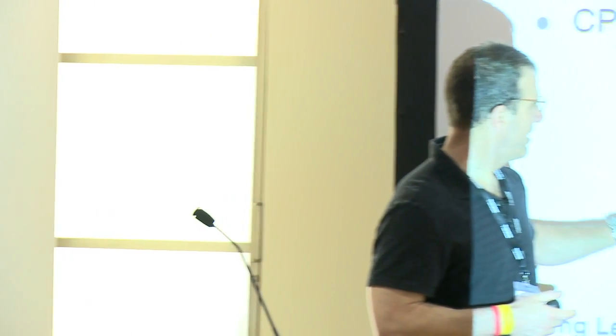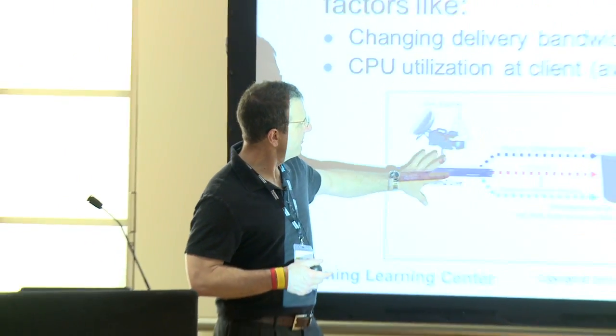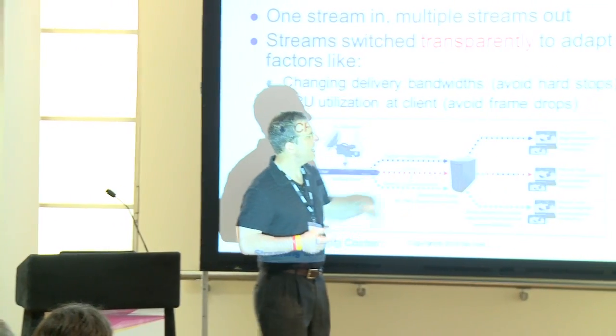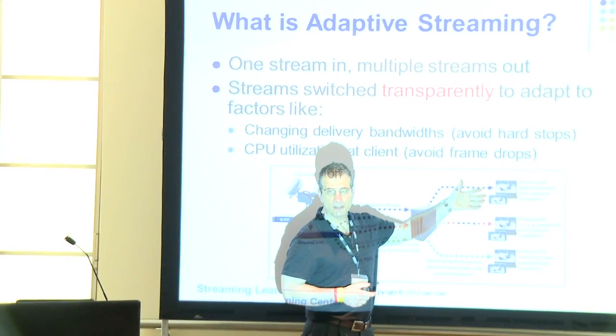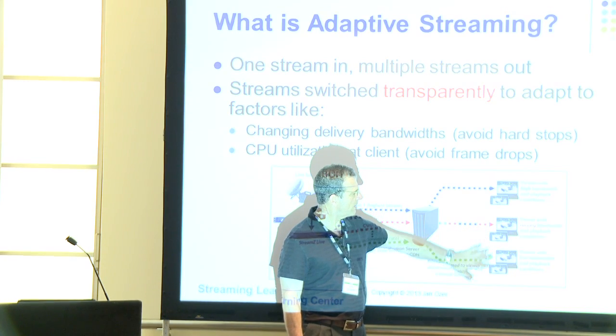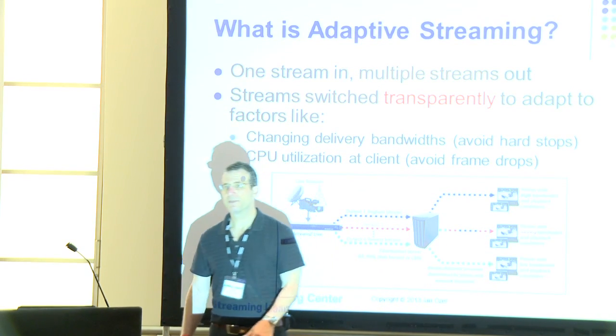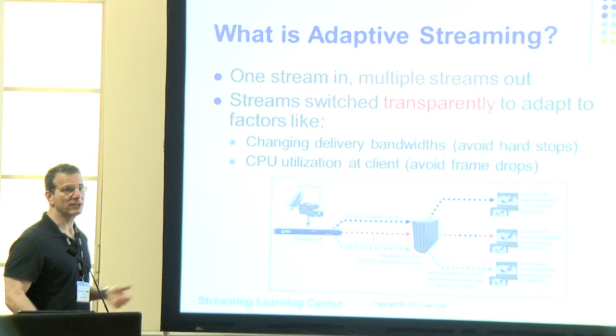And you have this digital rapid slide. You've got one stream going in. In this case, you've got 3 streams coming out. This is a high-quality stream for good bandwidth and good playback conditions, and lower quality streams for mobile. One stream in, multiple streams out, switched adaptively and transparently to the viewer.